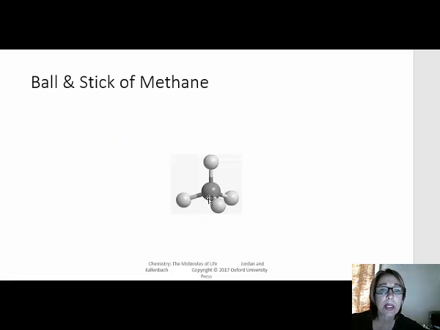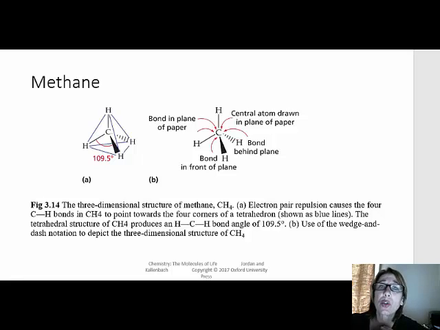Now, if we look at this ball and stick, we can clearly see the three-dimensional nature of the carbon in those four bonds. But it's not always convenient to write a ball and stick model. So we have another model to show the three-dimensional nature of carbon when there are four valence electron pairs around that carbon, which happens quite a bit. And that is known as the wedge and dash model.